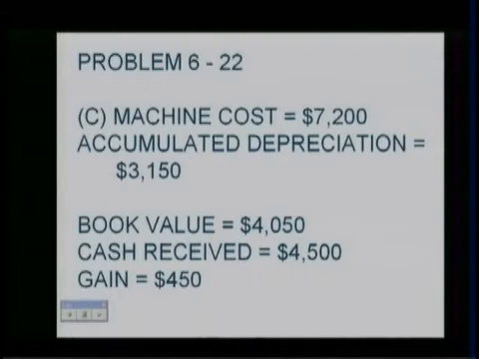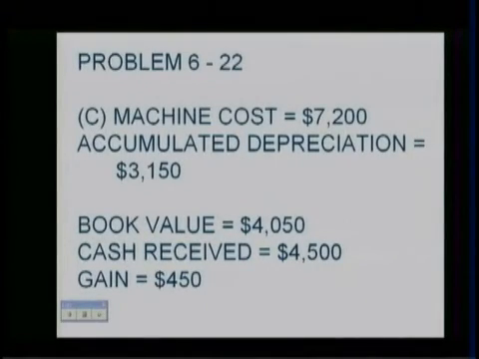Finally, in Part C, it says, assume that this equipment account represents the cost of 10 identical machines. Calculate the gain or loss on the sale of one of the machines on January 2nd, 2005, if they sold it for $4,500. One of the machines, there are 10 of them, so that would be 1/10 of the cost. So 1/10 of $72,000 means that one machine costs $7,200. The accumulated depreciation is 1/10 of the accumulated depreciation so far. Remember, it's $31,500 at the end of 2004. So we have accumulated depreciation of $3,150.